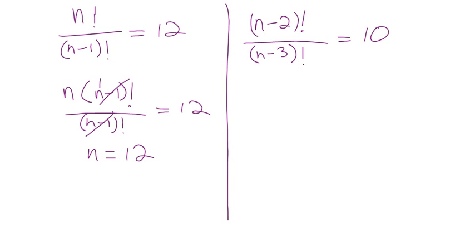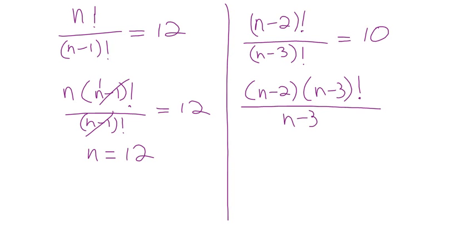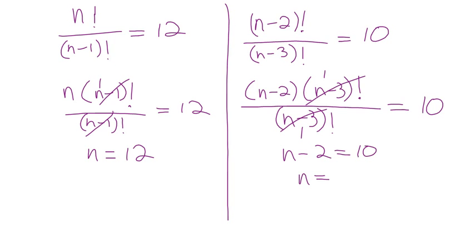n minus 2 factorial over n minus 3 factorial equals 10. What's bigger? n minus 2 is bigger, right? So what are we going to do with the n minus 2? We're going to do the expansion of n minus 2 factorial, stopping at a point that's convenient. What's next? And stop. Why do we stop? Because that's what we got on the bottom. Cross off the n minus 3's, replacing them with 1's, gives us n minus 2 is equal to 10, so n is 8.